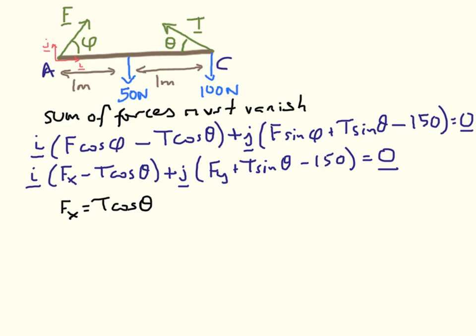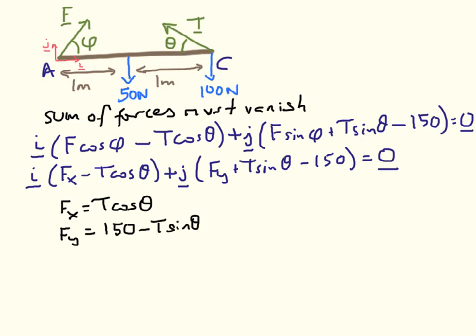And we're also going to have Fy, the vertical part of this reaction force F acting on the rod. Now this vanishes, so I take this to the other side, it becomes positive, and this to the other side it's negative, so we're going to have Fy equals 150 minus T sine theta.